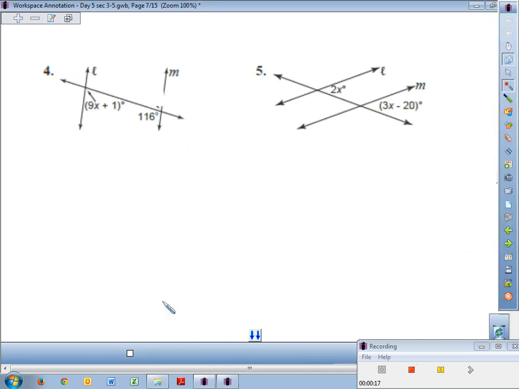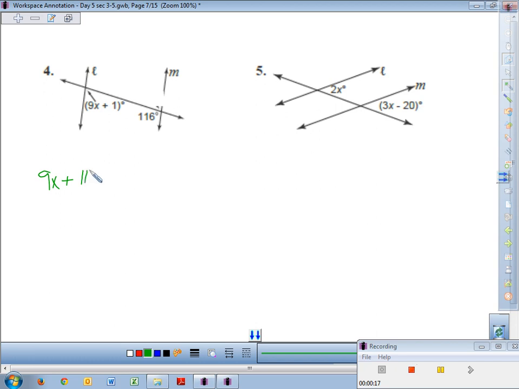So, number 4 here, these are consecutive interior angles. And remember, we don't want them to be congruent. We want them to be supplementary. So I'm going to say my 9x plus 1 plus 116, which is really plus 117, I just combined like terms, needs to add together to equal 180, because these are consecutive interior angles.